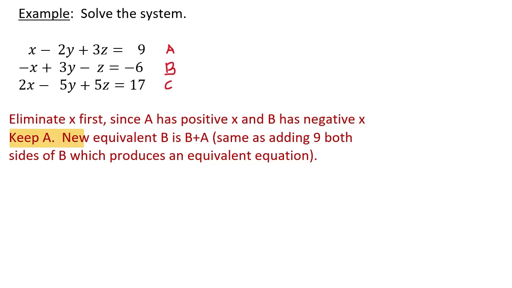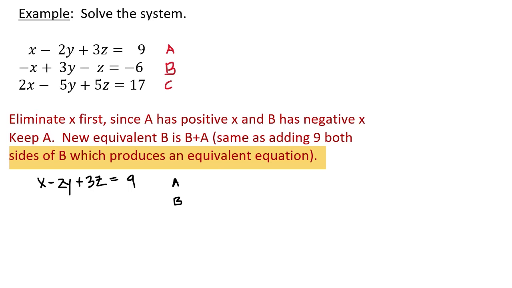So we're going to keep equation A as it is, and we're going to create a new equation B. It will be equivalent, and it will be the same as if we added 9 to both sides of B, which will produce an equivalent equation. But 9 to the left of the equal sign is x minus 2y plus 3z, and 9 to the right of the equal sign is just 9. So we're going to add A and B together. So we will get y plus 2z equals 3.